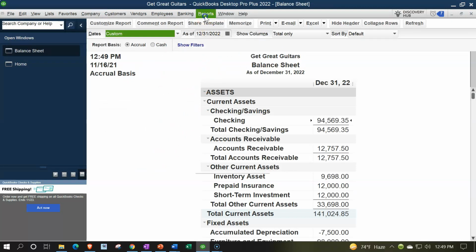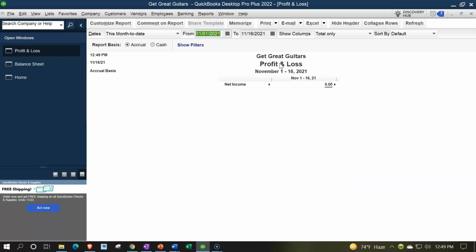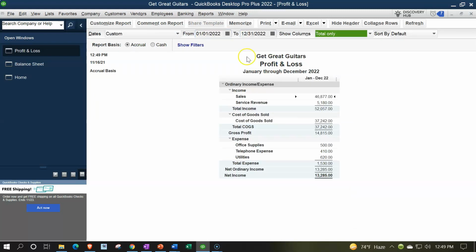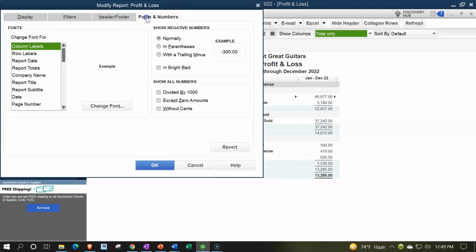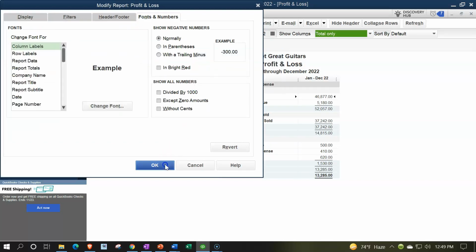Let's do the same for the profit and loss with the reports, Company and Financial, P&L, range change 010122 123122. Customizing that report with the fonts and the numbers, changing the font to the number 14, okay, yes please, okay.